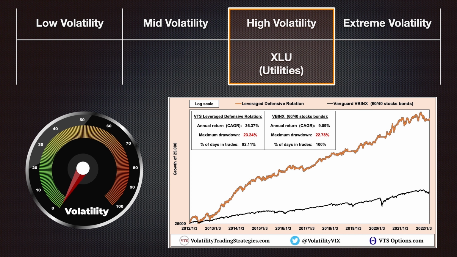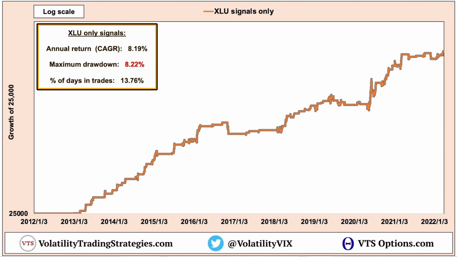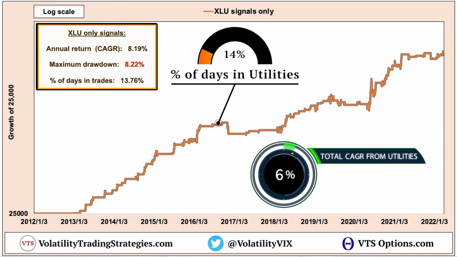So when volatility starts to get elevated, we rotate out of stocks completely and we move into the XLU, which is the utilities ETF. Utilities tend to perform much better than the stock market during times of elevated risk and uncertainty. Here's just those XLU utilities positions that are held on roughly 14% of trading days. It's just a safety position, but it's extremely important for the overall strategy to have an exit plan before the real trouble arises.